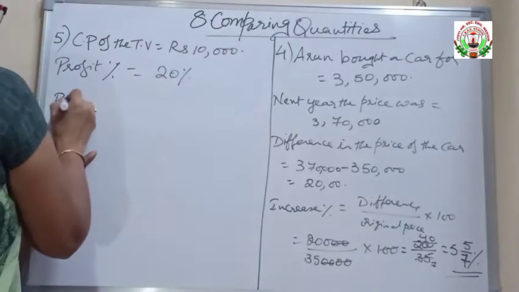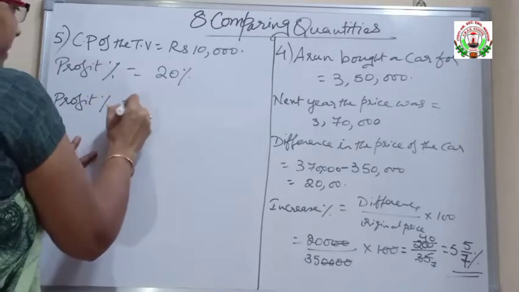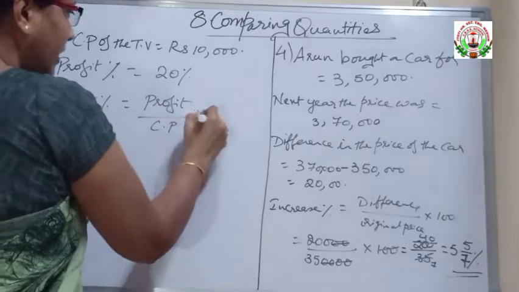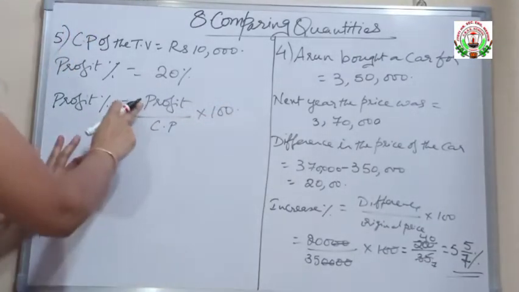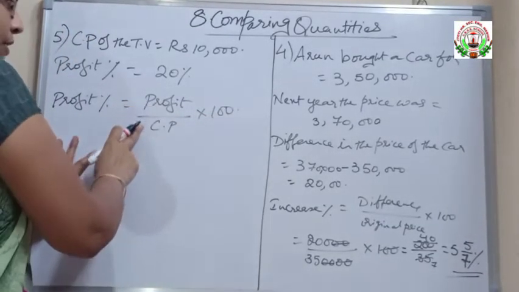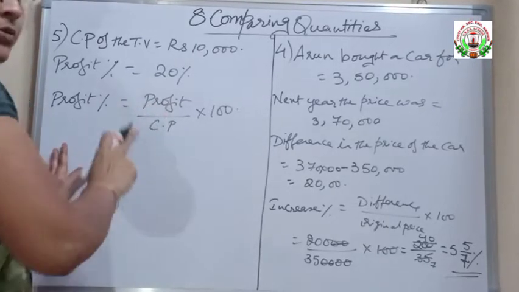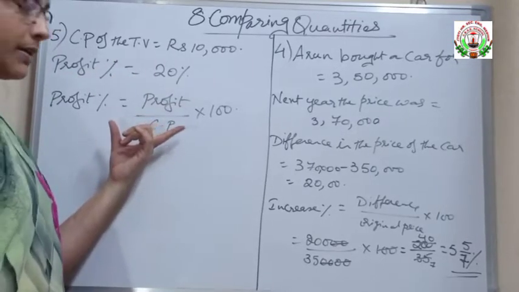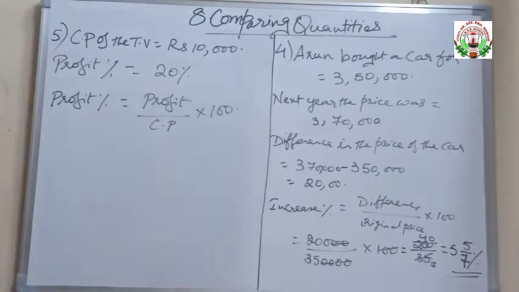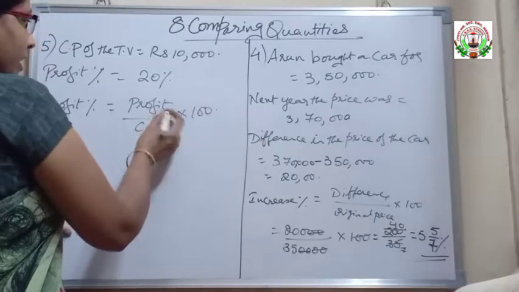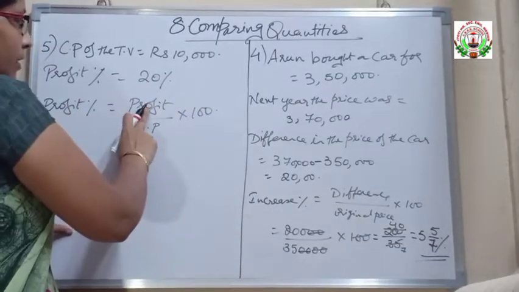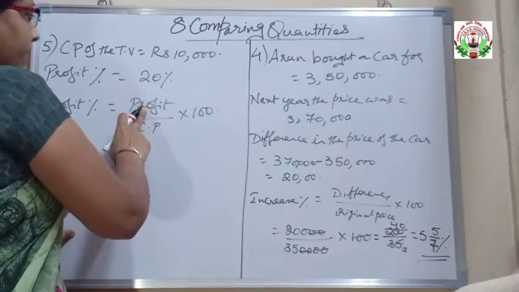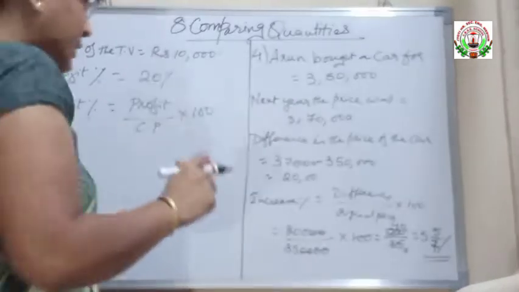And we know that the profit percent formula is profit by CP into 100. So for this, we have to take out the SP of the TV. From this profit percent, we have to find the profit, and from this profit we have to find the SP.